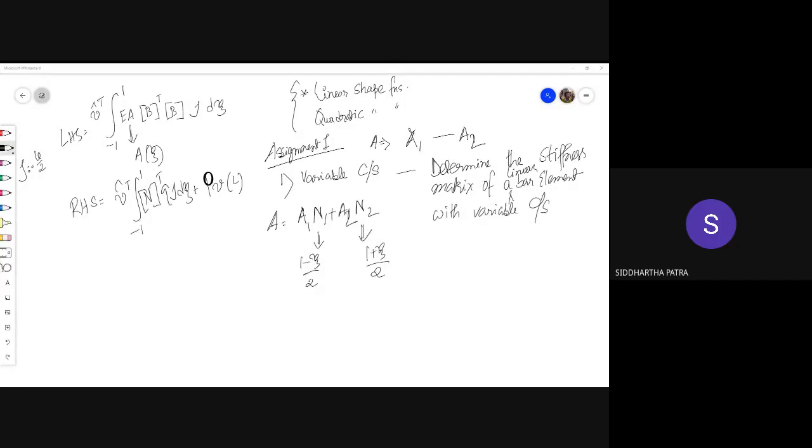Achha. So is there any confusion regarding variable cross section? Any other confusion? Or would you like to add anything else regarding variable cross section?